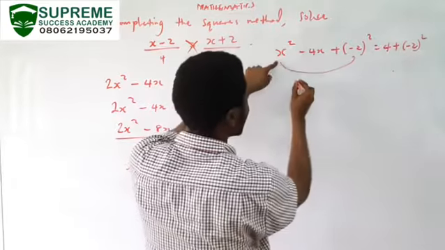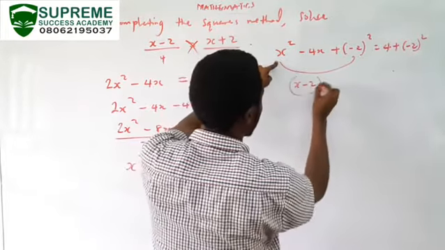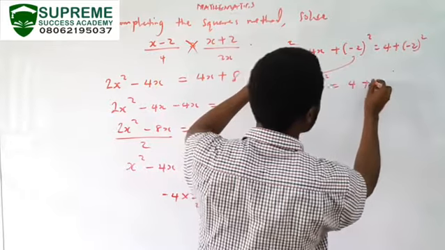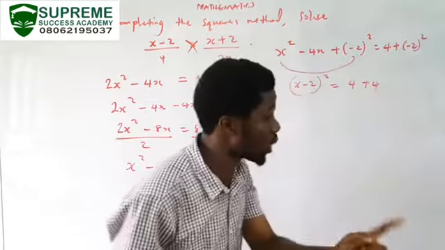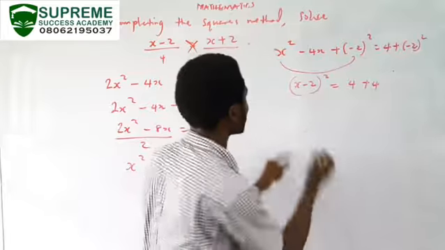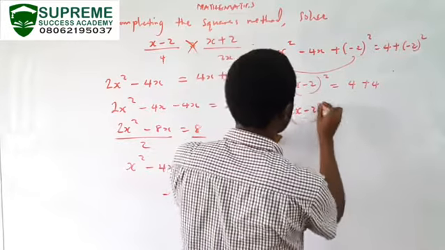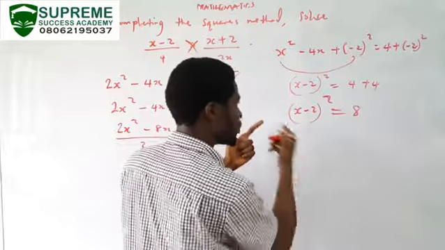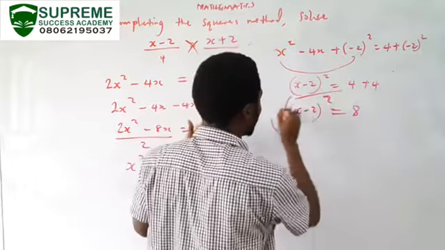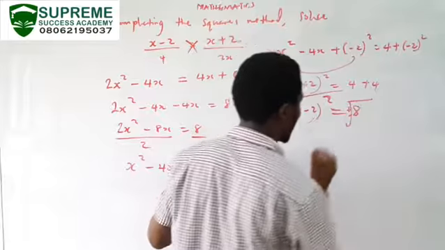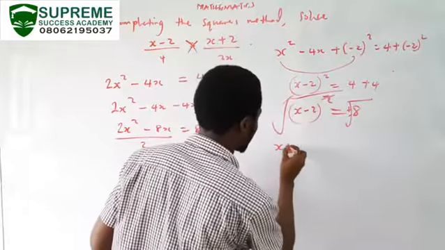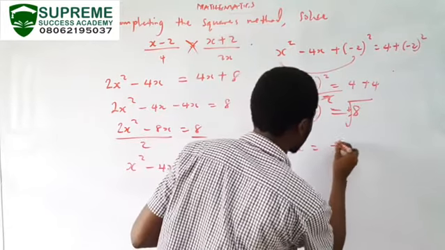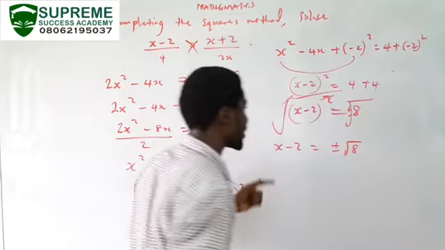So bring this one together, what do you have? x minus 2 all squared equals 4 plus 4. Take note please, minus 2 squared is not minus 4, it is plus 4. So you have x minus 2 all squared equals 8. Now what do you do in this case? You take the square root of both sides, remember? Plus or minus, right? So this one will take care of it. You have x minus 2 equals plus or minus the square root of 8.